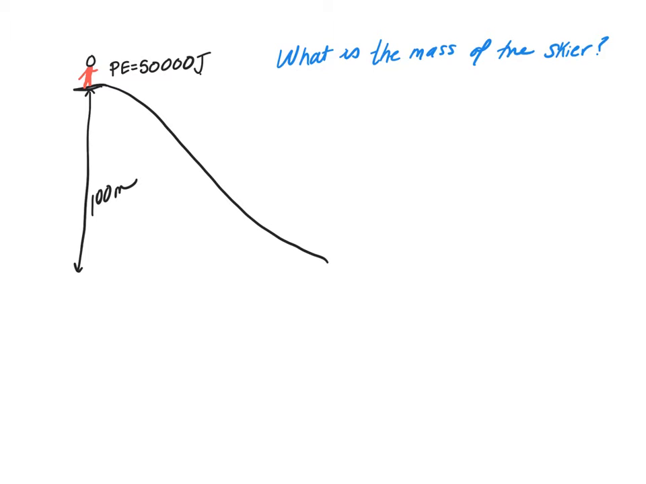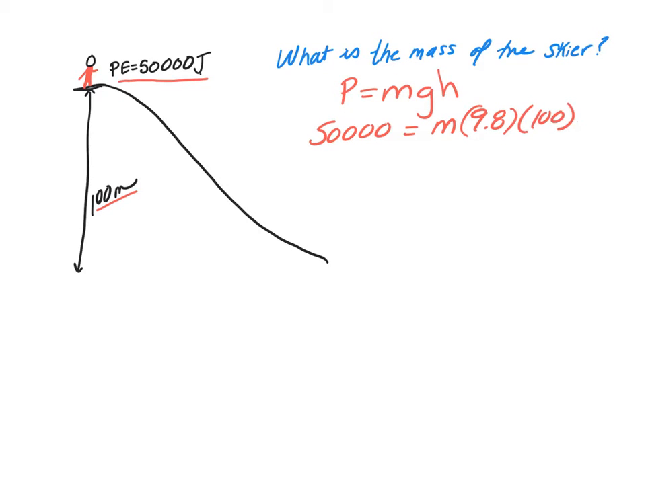This looks like a very complicated problem, but it's actually not if you just focus on this, the 50,000 joules, and the height, which is 100 meters. So potential energy is mass times gravity times height. And this 50,000 is equal to, our mass was what we're looking for, g is 9.8, as always, and the height is 100.